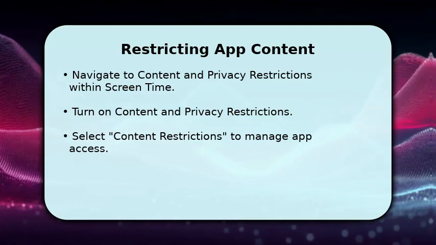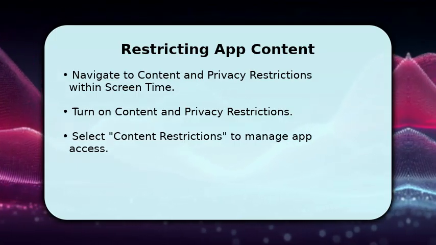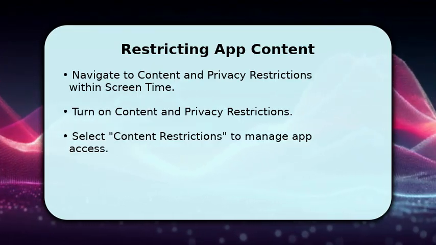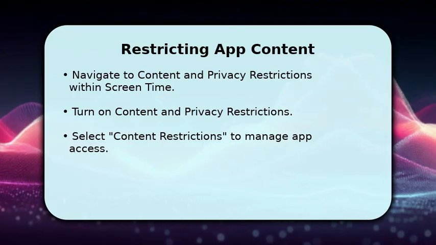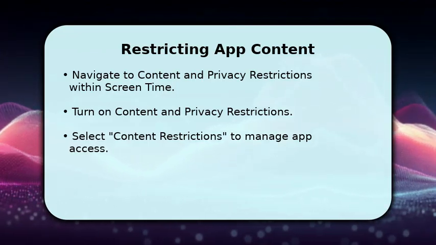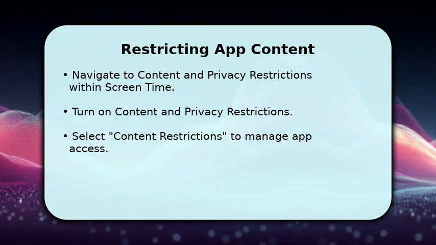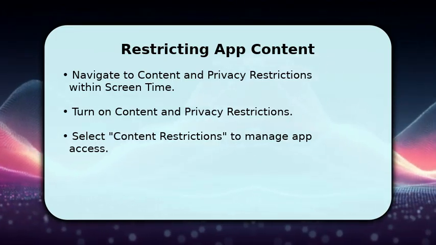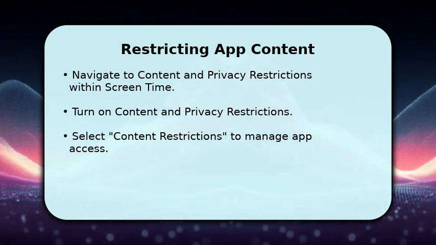Within the Screen Time menu, tap on Content and Privacy Restrictions. You'll need to enter your Screen Time passcode here. Once inside, toggle on Content and Privacy Restrictions at the top. This step unlocks the ability to control various types of content and app usage on the device, giving you granular control over what can be accessed.